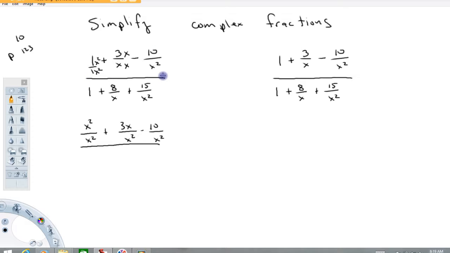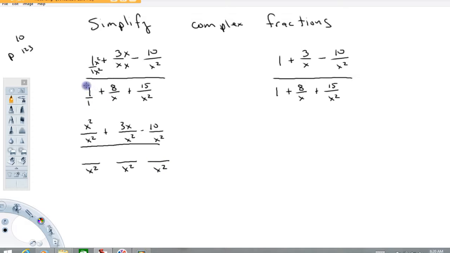All right, divide by, that's this division bar. Now let's take a look at this guy. We're going to do the same thing. The denominators in the bottom part of this fraction are 1, x and x squared. So least common denominator is the x squared. So what we're going to do is write every part of this with a denominator of x squared.